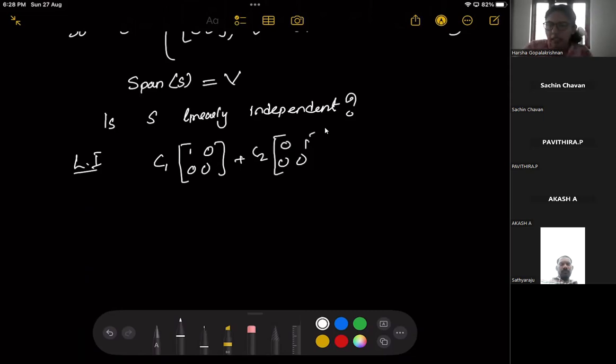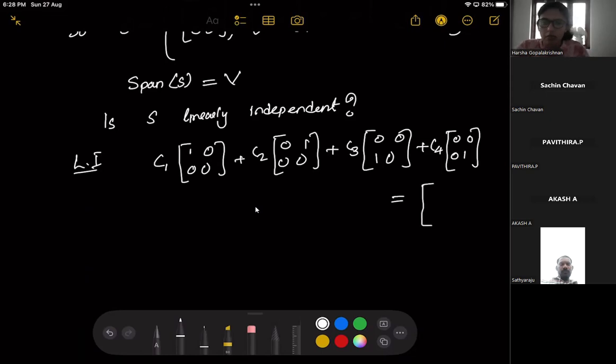The zero vector here is the matrix 0, 0, 0, 0. Okay, so linearly independent means if we have a set, we will take the linear combination and we will equate that to the zero matrix. Okay, and if we are able to prove that each of the C1, C2, C3, C4 are 0, then it is linearly independent. If at least one of the Cs is non-zero, it is linearly dependent.